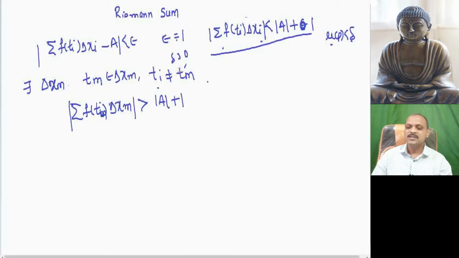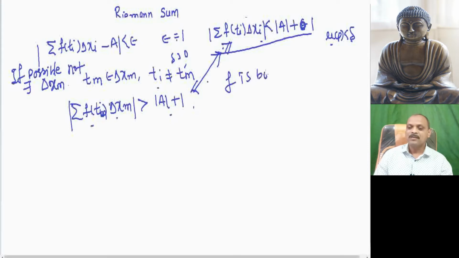Okay, but this is a contradiction to this condition, which holds for all values of the function, and this is a possibility. If possibly the function is not bounded somewhere, then we get that the value of this function is greater than mod A plus 1. So this shows that f is bounded.